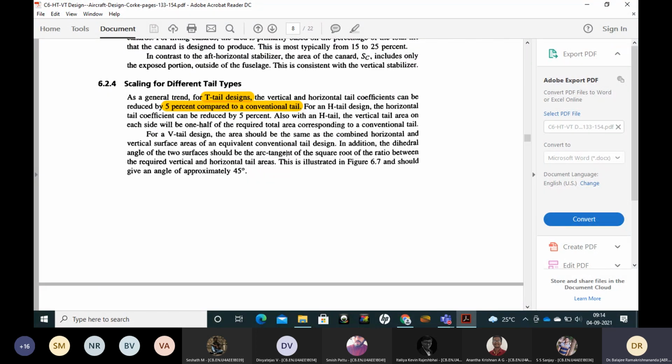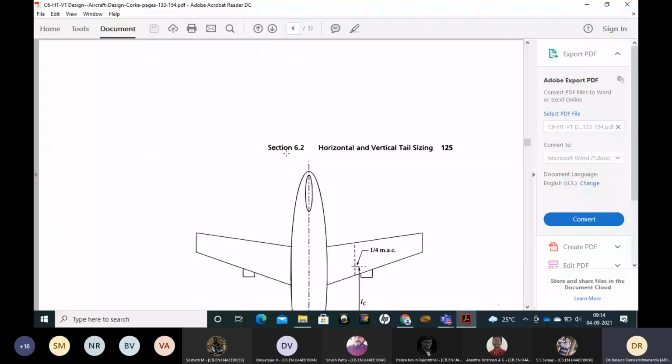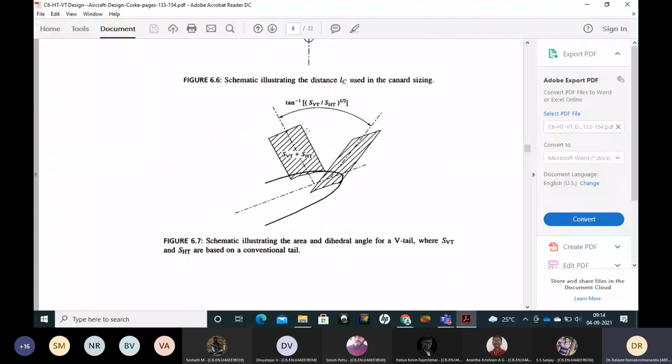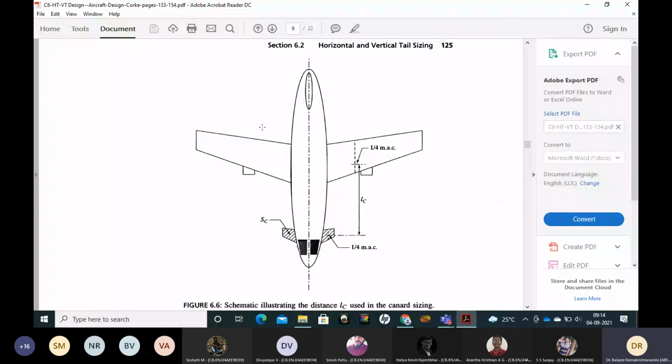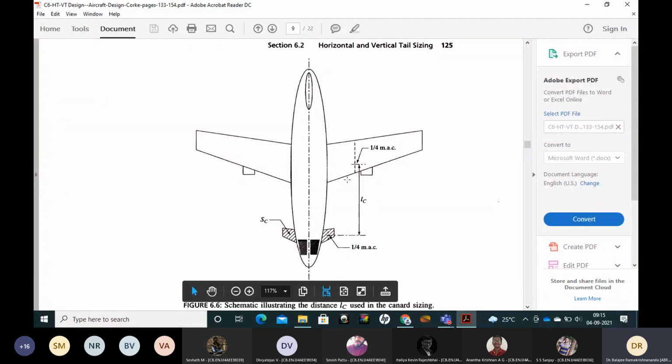For the V tail, you have to determine the angle between the V. So you have calculated vertical tail area and horizontal tail area with the same area. The total area of tail will be the sum of the vertical tail and horizontal tail, and the angle between the V will be given by this formula. Okay, that is how you should determine the V tail if you are designing it. See, canard area is given here, LC. But a vertical tail is still behind, only a horizontal tail is in front of the wing.